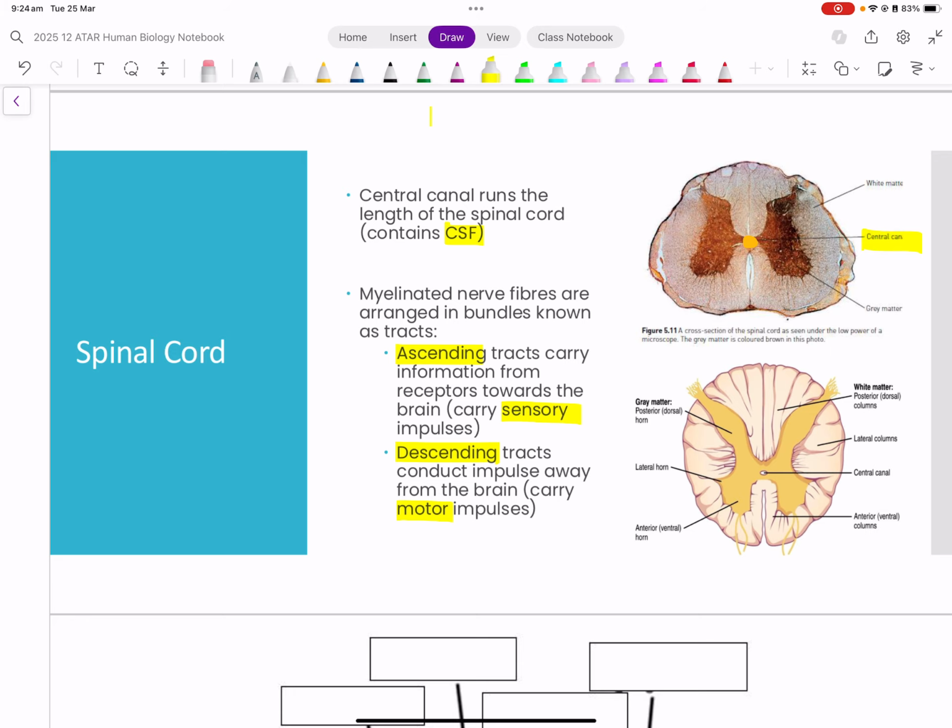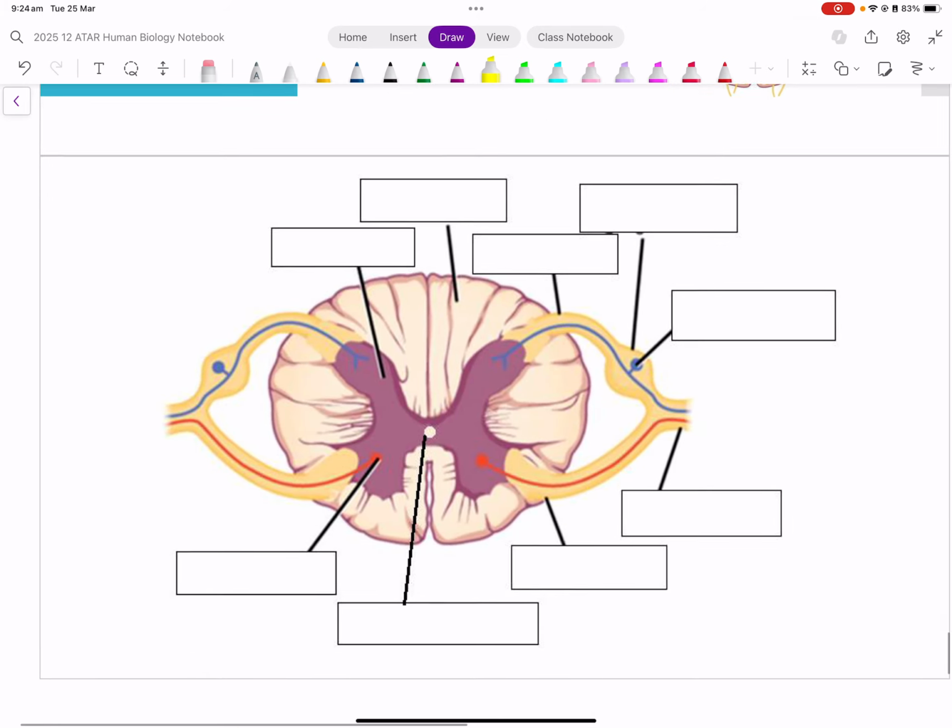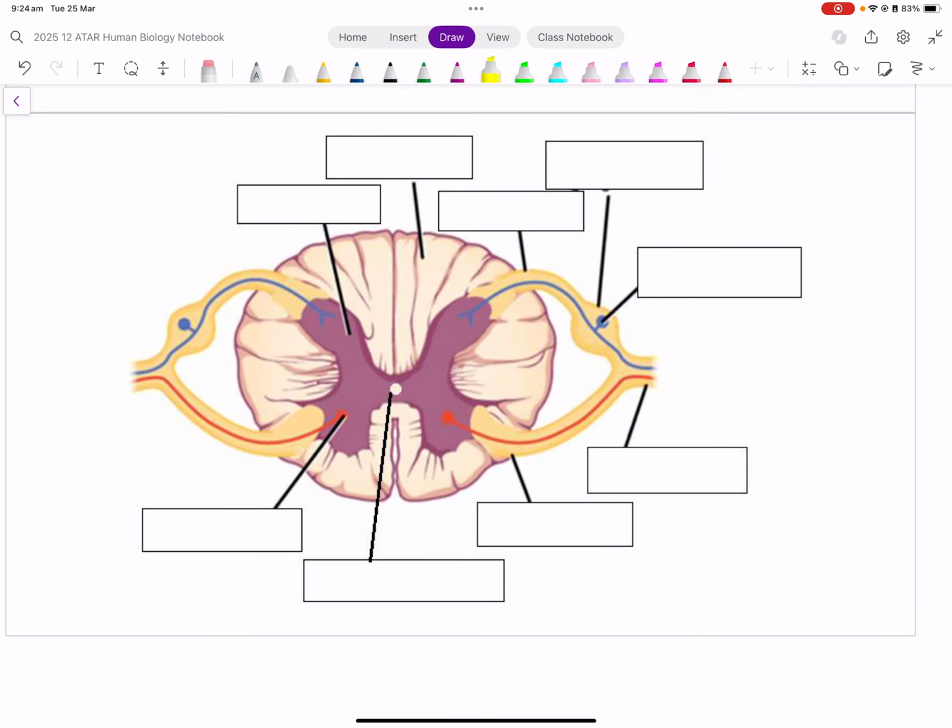So all we're going to do now to wrap up this lesson on the brain and on the spinal cord and the central nervous system generally is we're going to label some of the key structures found on the spinal cord. So the one that I'm going to start with is down the bottom. It's the thing that we just highlighted that carries all of the cerebrospinal fluid, and that here is the central canal.